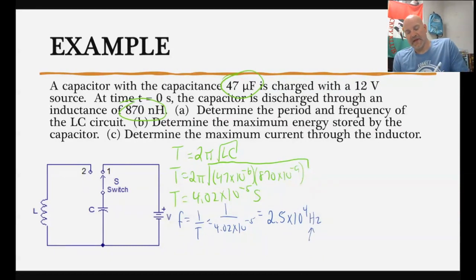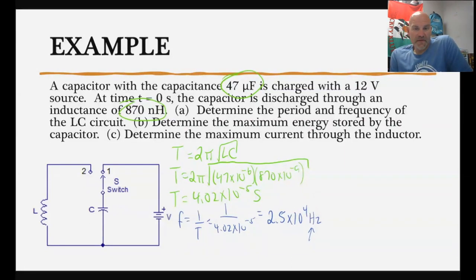Okay, if you forget what hertz are, like our radio stations, right? It's the amount of cycles per second. So it goes back and forth 2.5 times 10 to the 4th cycles every second. And so that's why you get such a small value for the period, because it's doing all that in 1 second.